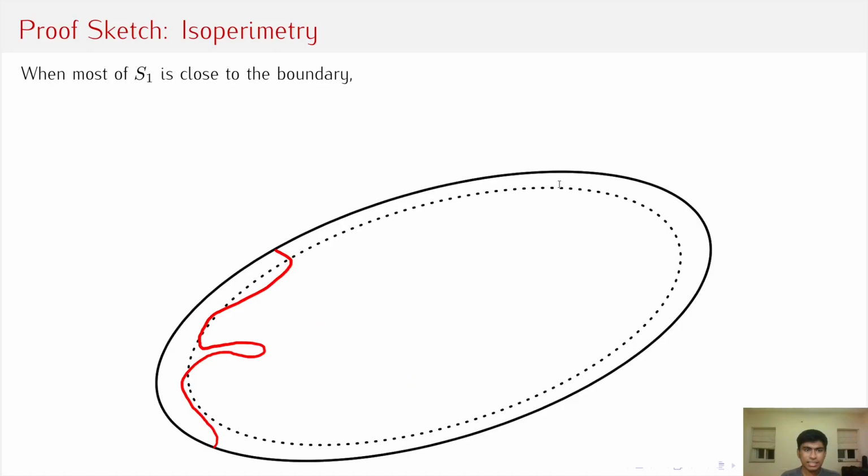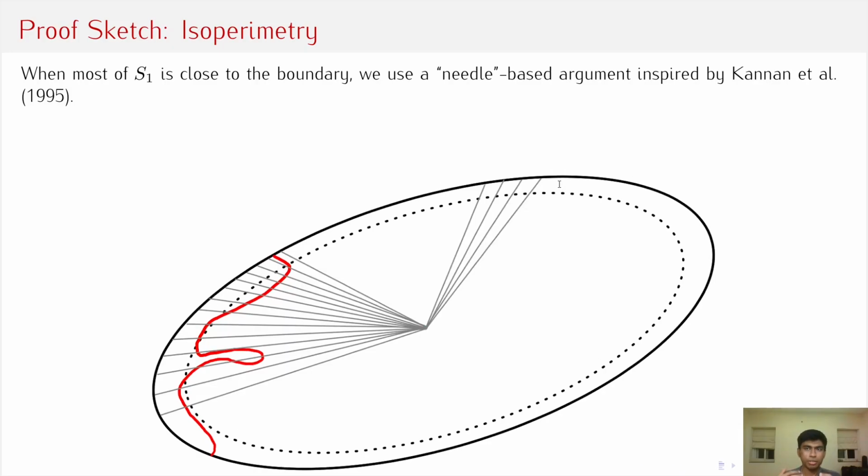The next case is when there is a lot of S1 close to the boundary. To analyze this, we used an argument inspired by Kannan-Lovász-Simonovits from the 90s, which is a needle-based argument. What this means is that you partition the convex body K into a bunch of needles, which are very thin radial objects emanating from this point in the middle of the body. And then you analyze each of these needles separately.